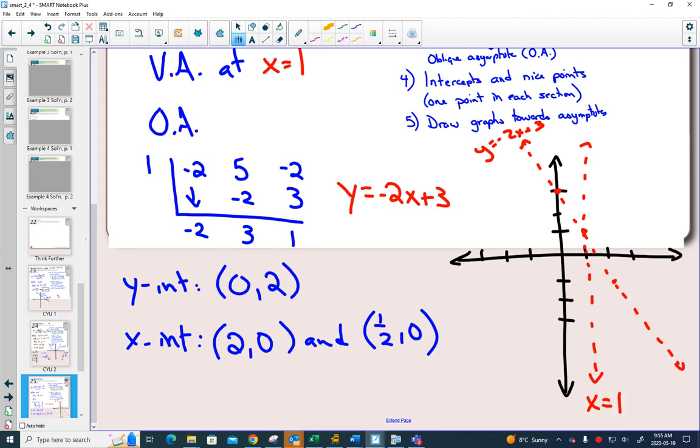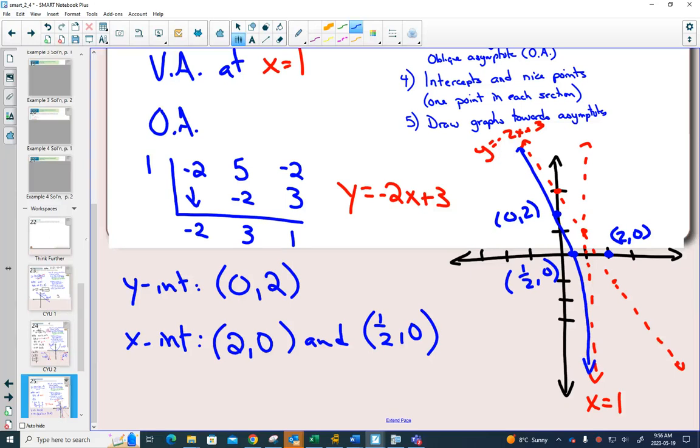We can label all of our intercepts. We have a y-intercept at 0, 2, an x-intercept at 1/2, and at 2. And we have enough information to draw the graph towards the asymptote because we have a point in each section.